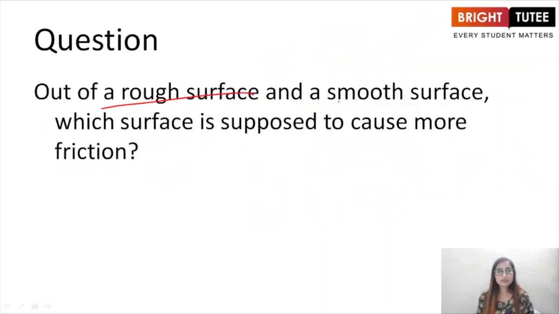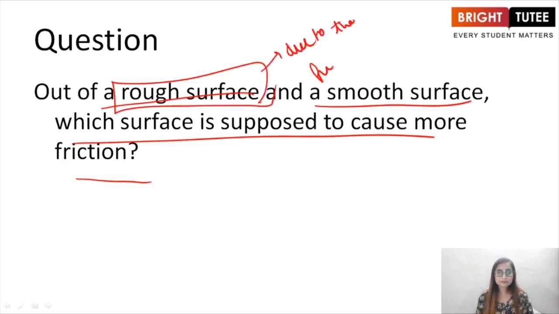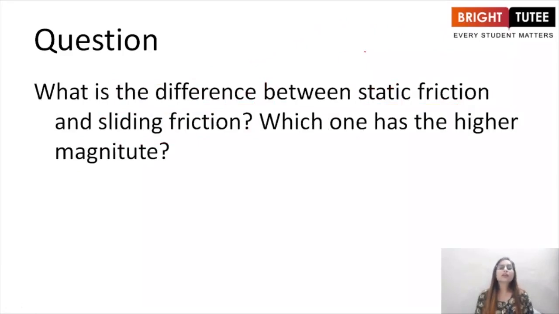Out of a rough surface and a smooth surface, which surface is supposed to cause more friction? The rough surface will cause more friction due to the presence of more irregularities. This is the factor.